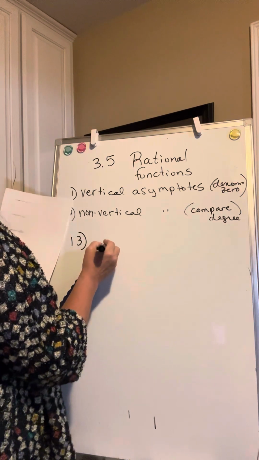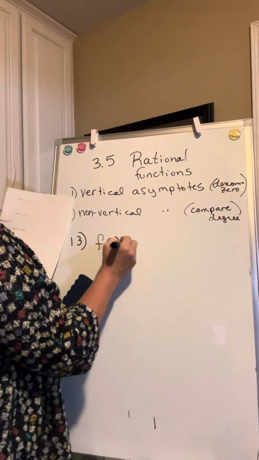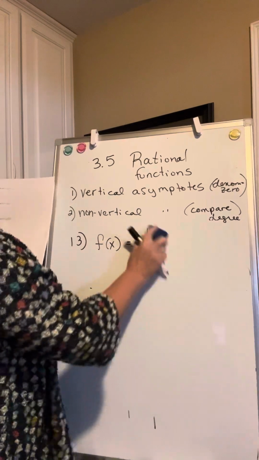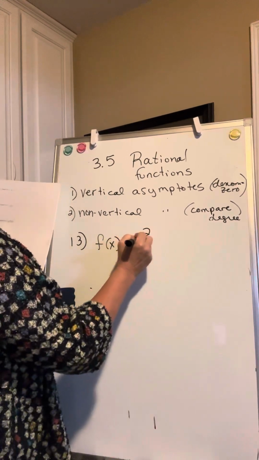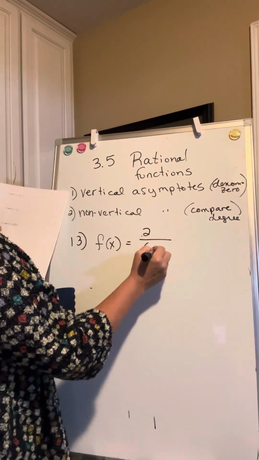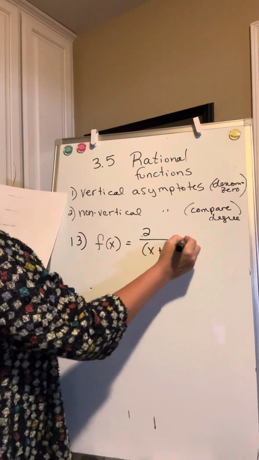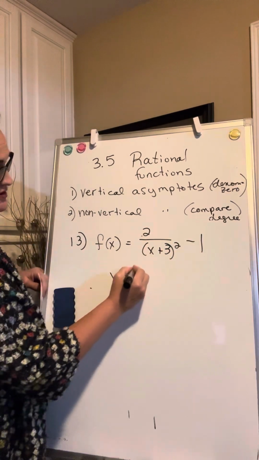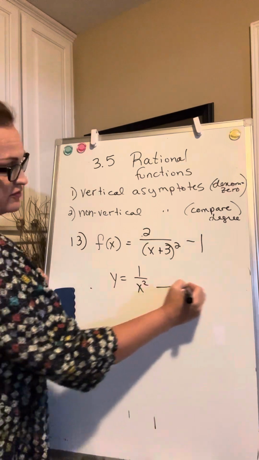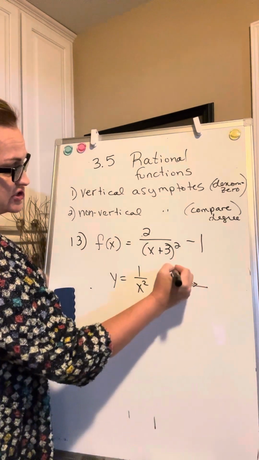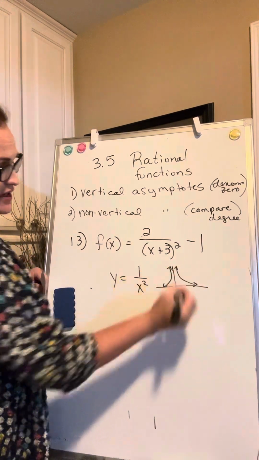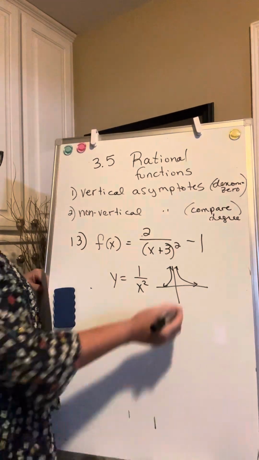Number 13, we're shifting the volcano graph, the basic shape. Let's see, it's got 2 over. So the embedded graph is the 1 over x squared graph. We talked about that earlier in this section. It has the 2 curves up there. And so we're going to shift that.